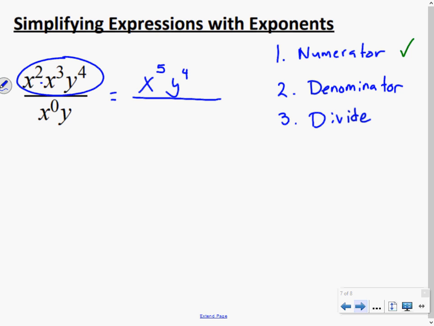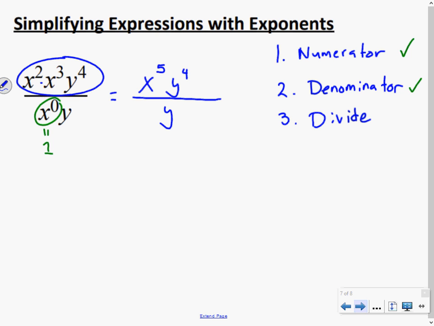All right, step 2. Now we're looking at the denominator. Well, the first thing I notice is I have this x to the 0 power, which we said is something special. We said anything to the 0 power is really equal to just 1. So in my denominator, if I have 1 times y, I really just have y. And now we've completed step 2. So our third and final step here is dividing.